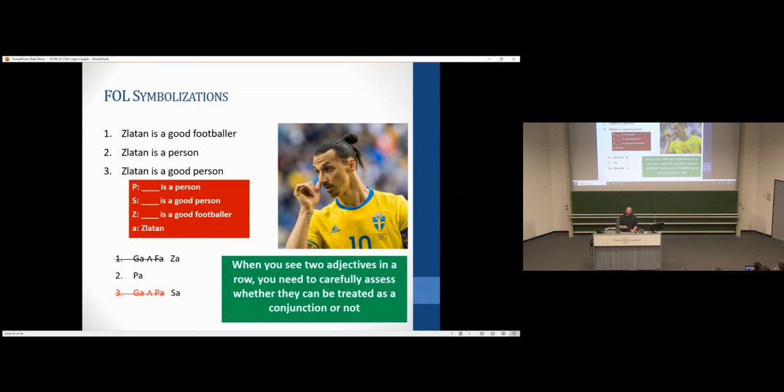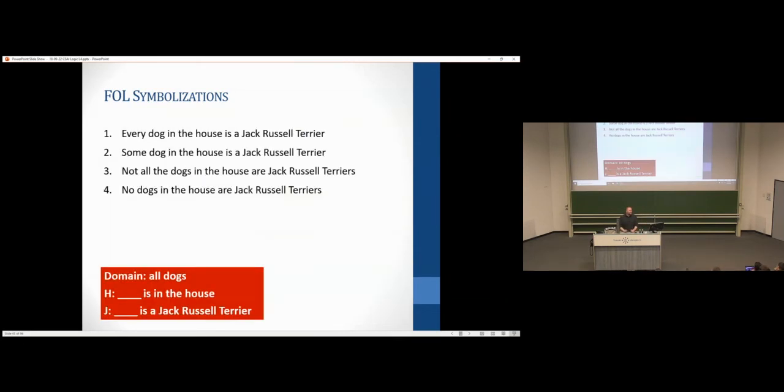Okay. So there was our first one. What I want to do next is talk to you about 4 forms. And again, I mentioned these earlier, but if you know these 4 forms, you basically have probably 80% of the symbolizing into FOL we're going to do. And we're going to come at these 4 forms via these 4 sentences. Every dog in the house is a Jack Russell. Some dog in the house is a Jack Russell. Not all dogs in the house are Jack Russells. And no dogs in the house are Jack Russells.